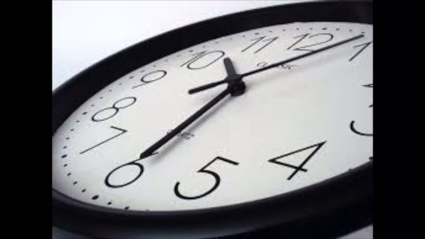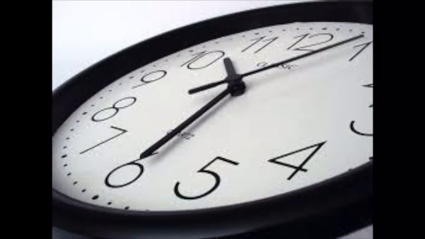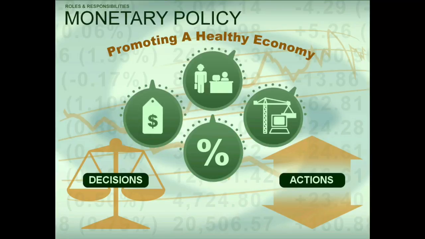Time lags. It may take considerable time, perhaps up to 18 months, for monetary policy measures to influence aggregate demand. For example, a change in interest rate is unlikely to immediately influence consumption and investment plans. Conflict between policies. A rise in the rate of interest, for example, designed to reduce inflation, may lead to increased unemployment.